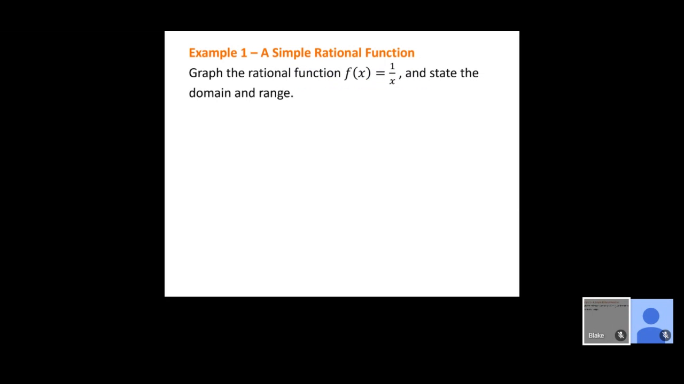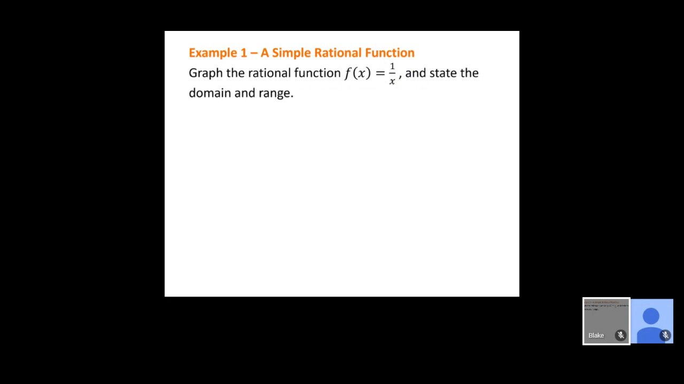Hello again. This is section 3.6, rational functions. So what we're going to look at in this section is what does the graph of a rational function look like? And then what are some of the key features of these rational functions that we need to pay attention to on the graphs of these functions? Okay, so we're going to start here with just the basic rational function 1 over x. We're going to think about what this graph would actually look like.